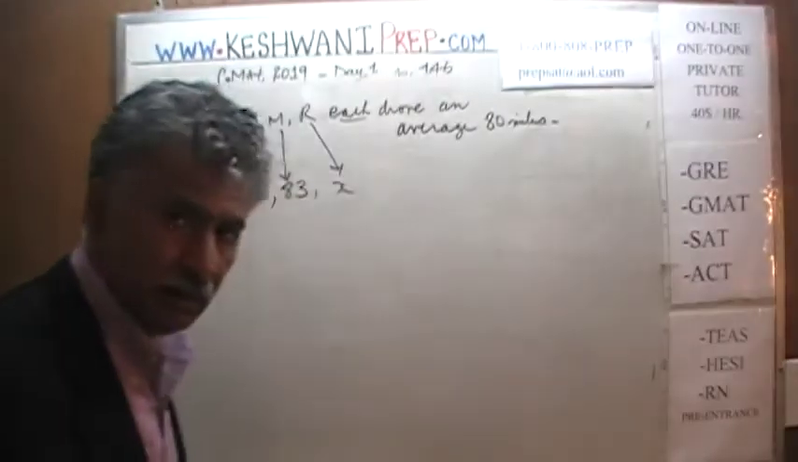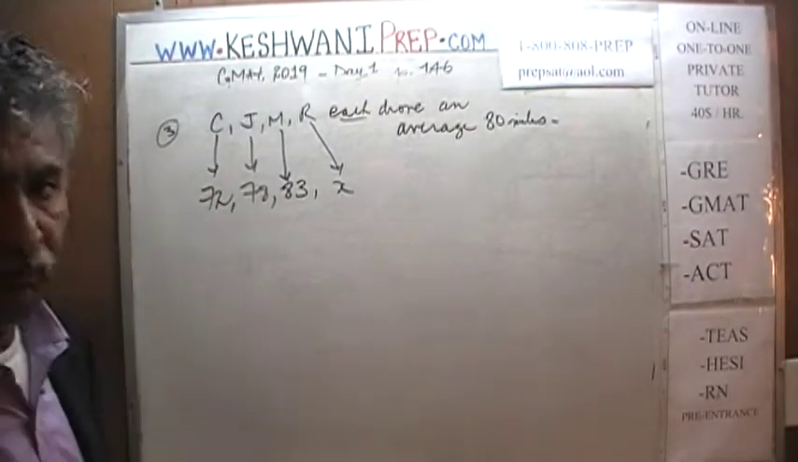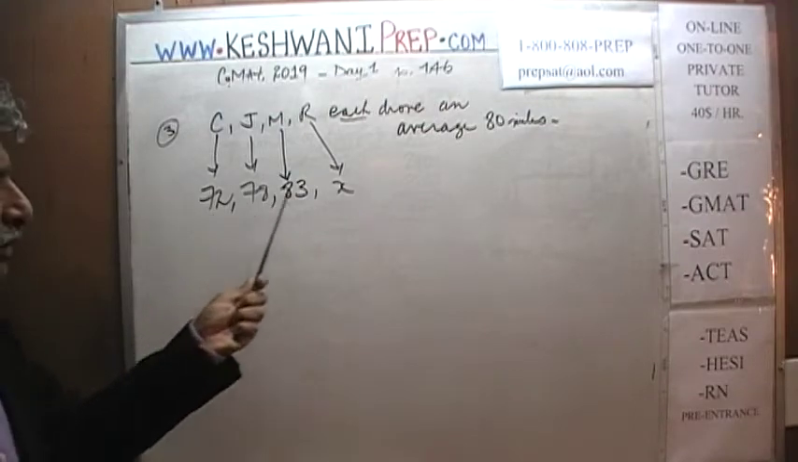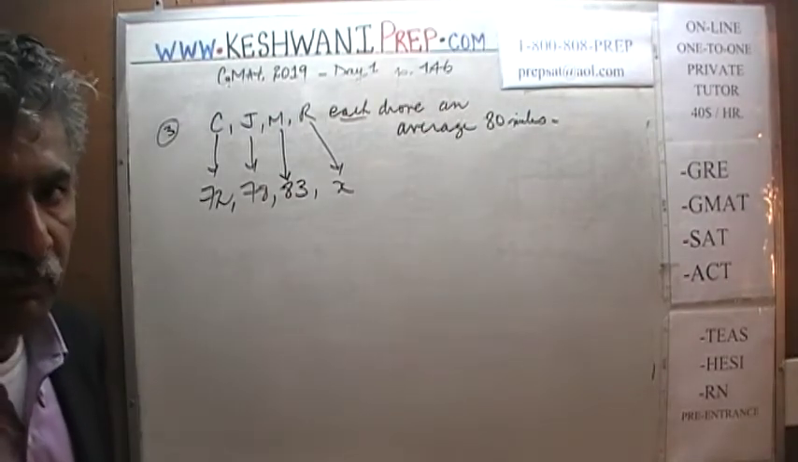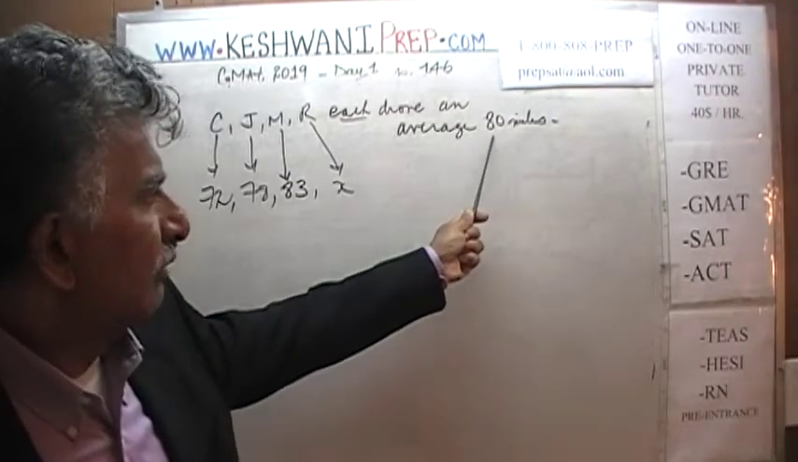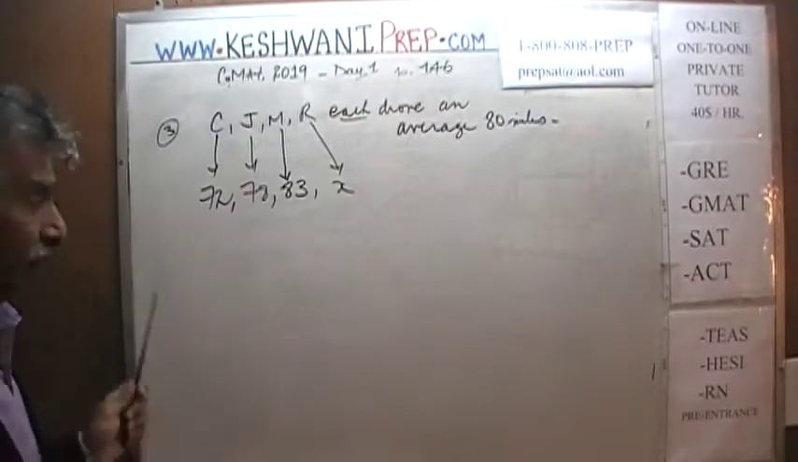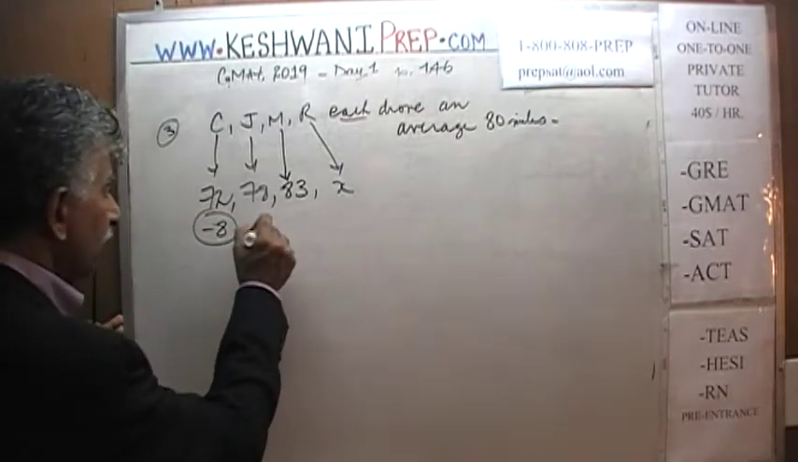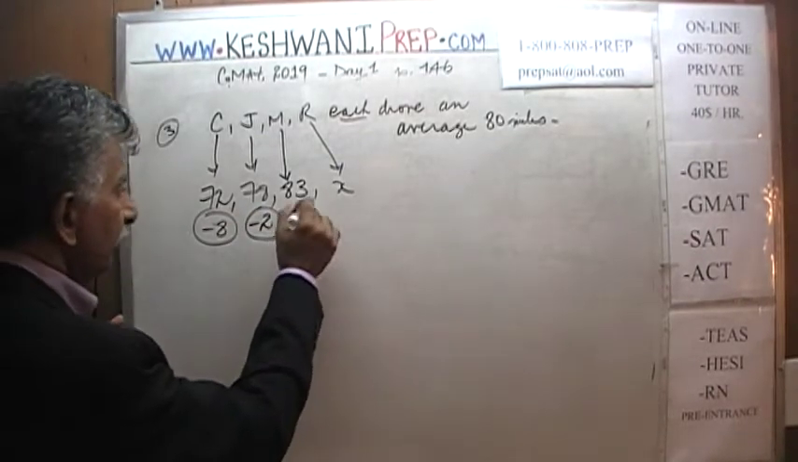So let's find out, shall we? Since we are told that they each drove 80 miles, let's ask ourselves, how many fewer miles has this guy driven compared to the average number of miles each person drove? Each person on average drove 80 miles, but he only drove 72 miles, which means we have to make up these 8 miles. He's 8 miles short. This guy is 2 miles short. But this guy drove 3 miles more than he was supposed to.